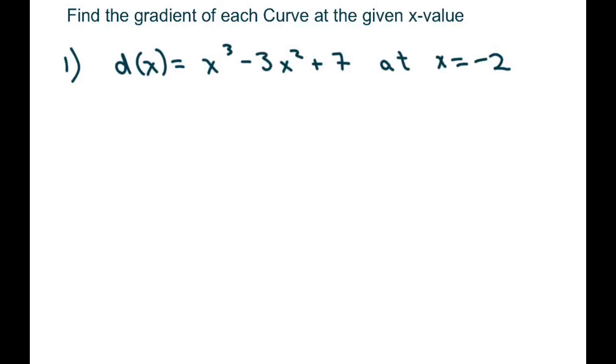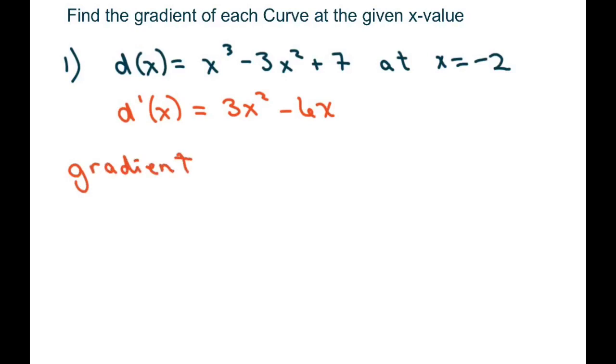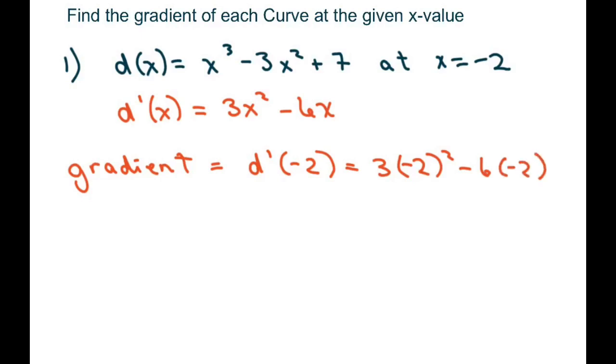The first thing is find the derivative. So we find the derivative, that's 3x squared minus 6x. And then the gradient is where you evaluate your derivative at -2. So we're going to write 3 times -2 squared minus 6 times -2. And that's going to equal 24.